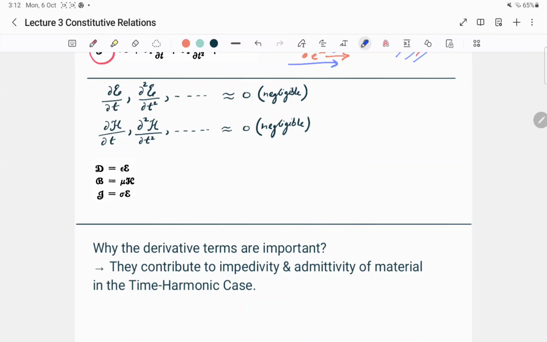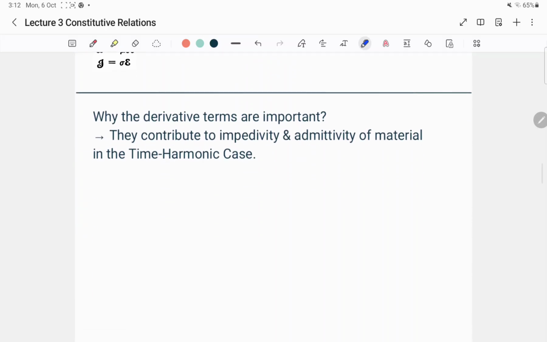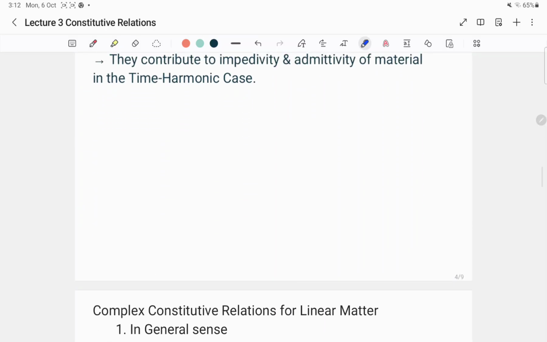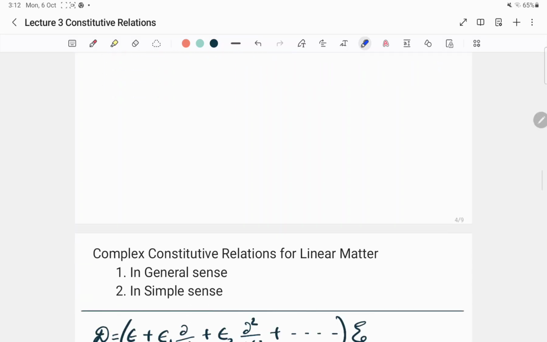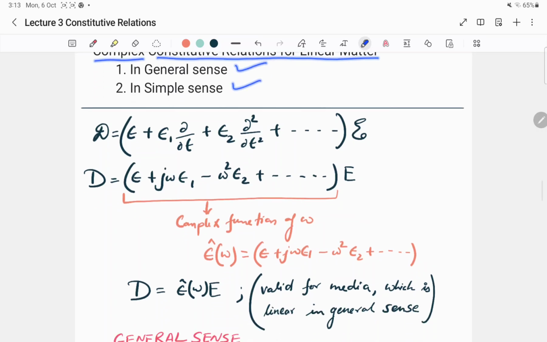So in that case, these time derivatives and all other higher order time derivatives contribute to the impedivity and admittivity of the material. That is why these time derivative terms are important. So now before going into these two topics, let us quickly see how the complex constitutive relationship for linear matter looks in a general sense and in a simple sense.